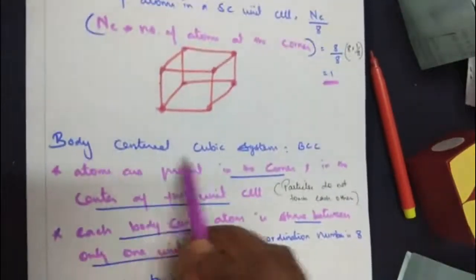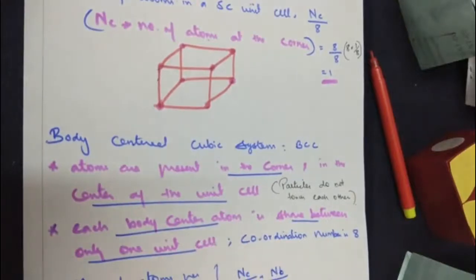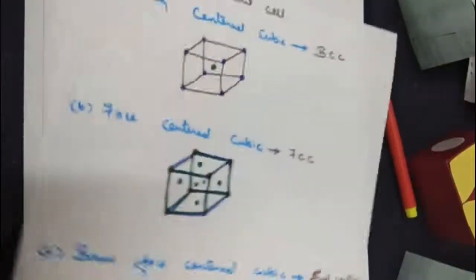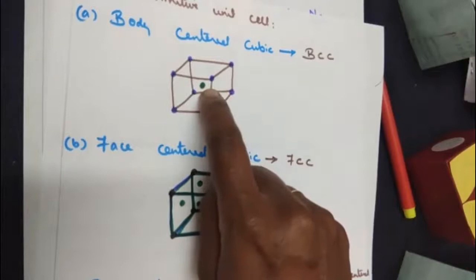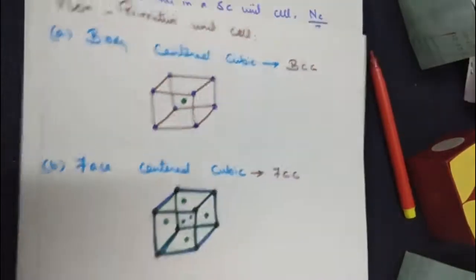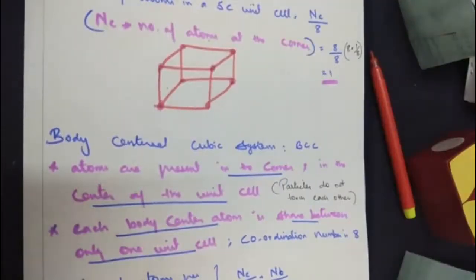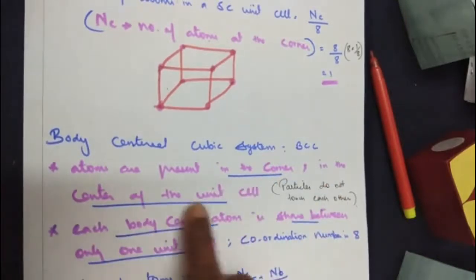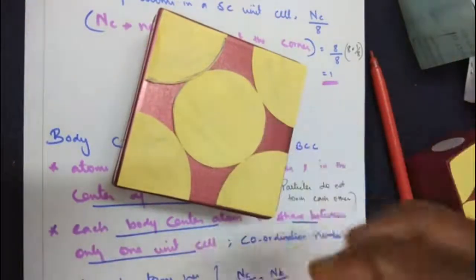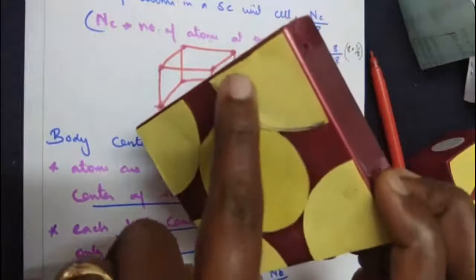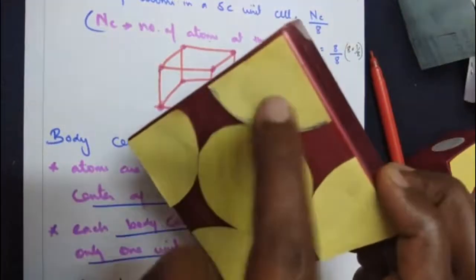Now, in terms of the body-centered cubic system. What's the meaning of body-centered cubic system? As we have seen, there is only one particle, atom or ion, present in the middle of the unit cell. So atoms are present in the corner and in the center of the unit cell. Remember the pattern here, if you consider this to be the center of the unit cell. Again I'm telling you, we don't have the whole atom being shared. One sector of the atom is being shared here.